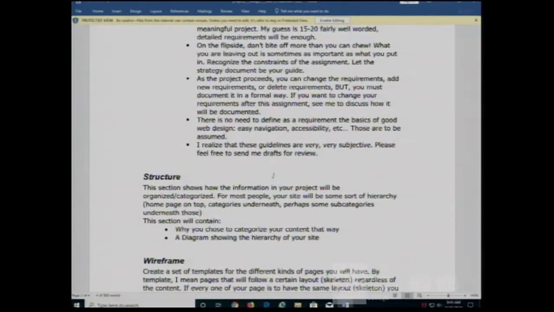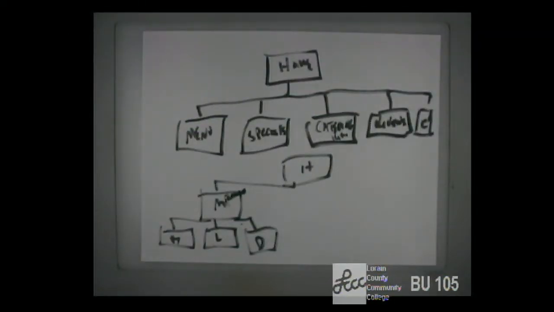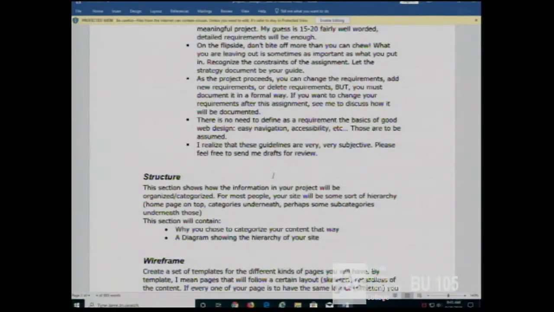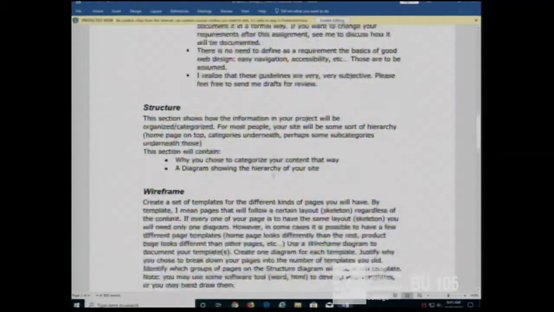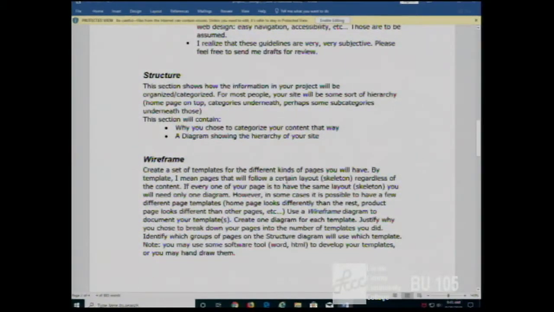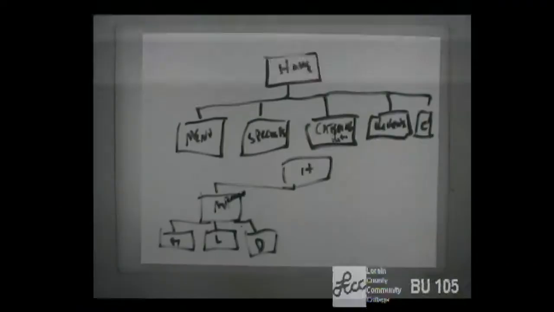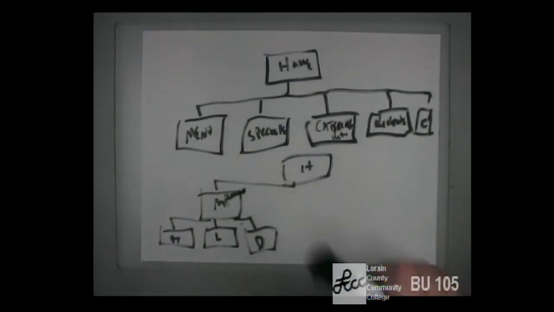Finally, we have what's called a wireframe, sometimes called a skeleton. A wireframe is sort of a high-level sketch where you define the sections of the page. So in the previous step, we decided what pages we're going to have and how they're going to be linked together. In this step, we decide what each page is going to look like.